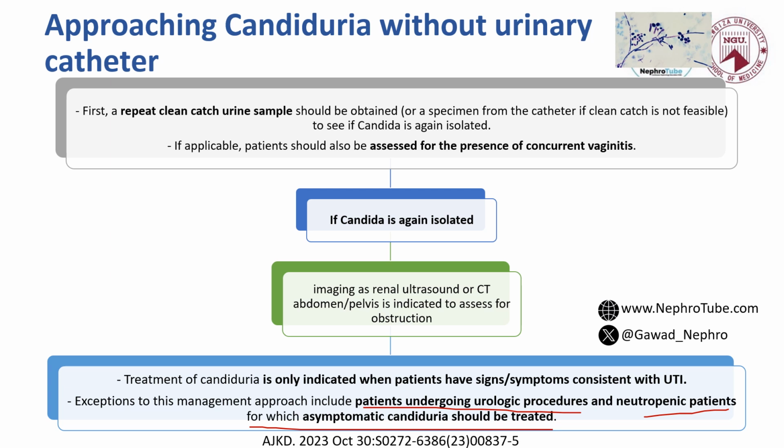So you have to repeat the culture. If candida is isolated again, don't treat except if there are symptoms. Except in these patients, you have to treat asymptomatic candiduria. Who are these patients? Patients undergoing urological procedures and neutropenic patients.